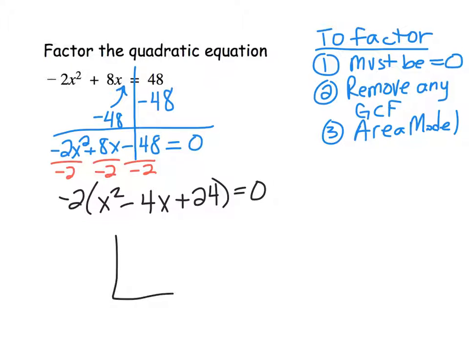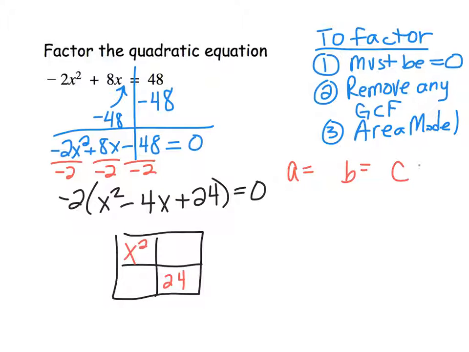So I'm going to draw my area model, and I know I can put in the first term, the x squared, and the last term, the 24. And now I need to know what my a value is, my b value is, and my c, so that I can do my x puzzle. So my a is a 1, my b is a negative 4, and my c is a 24.